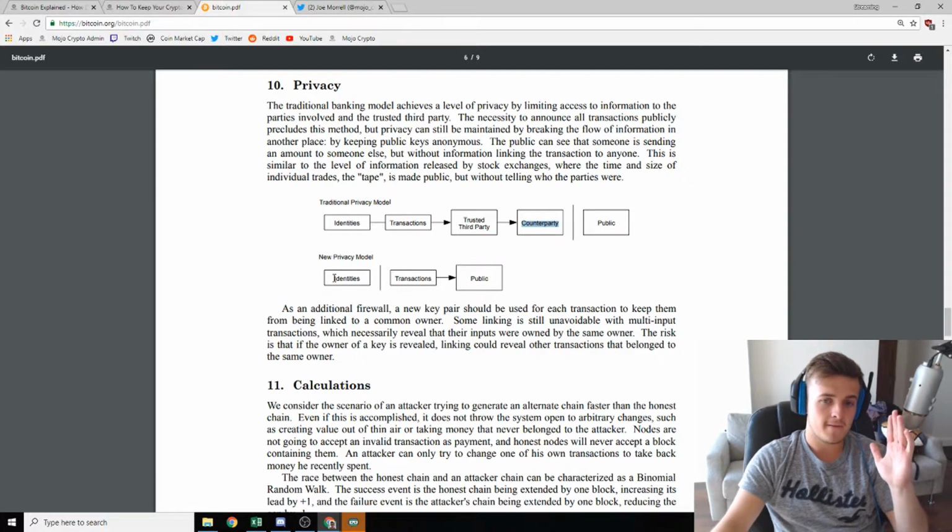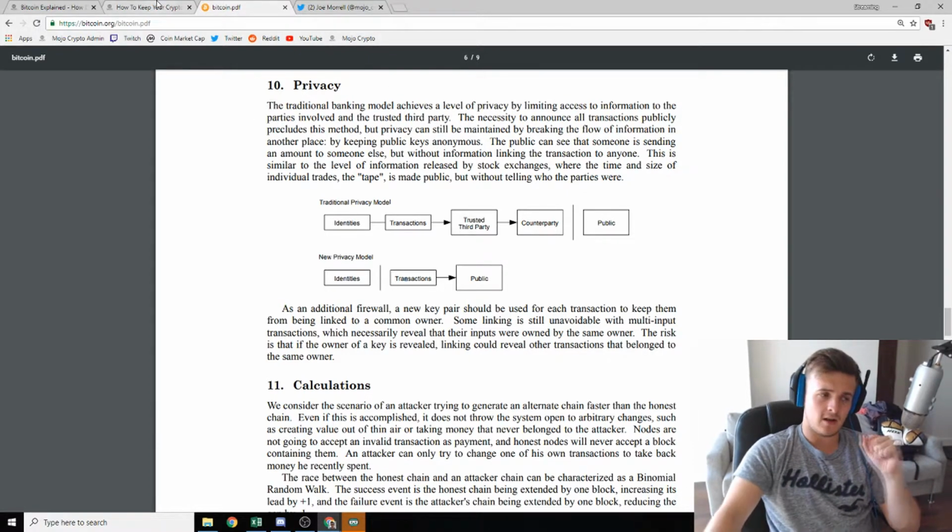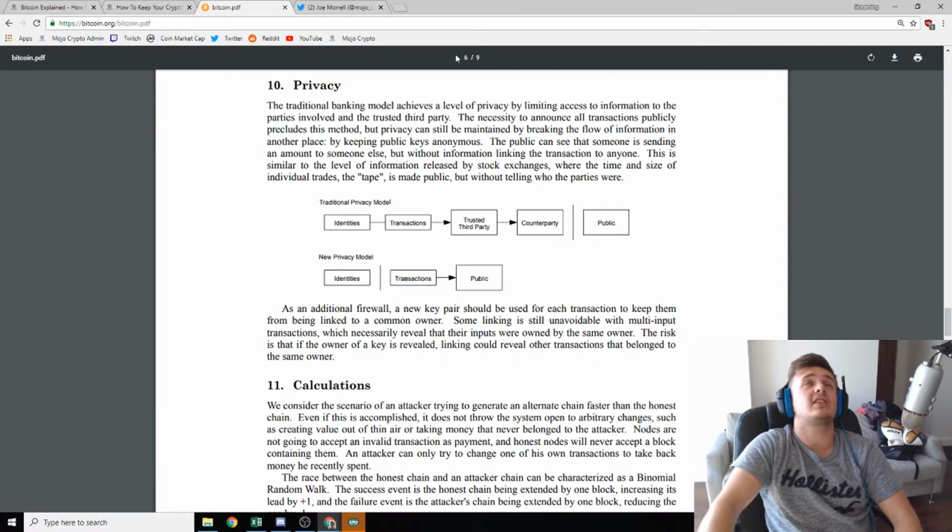With Bitcoin, our identities are kept anonymous, but all the transactions are public. So everything we do is public, but nobody can tie it to us. So I think that's really cool, man. It's just so interesting.